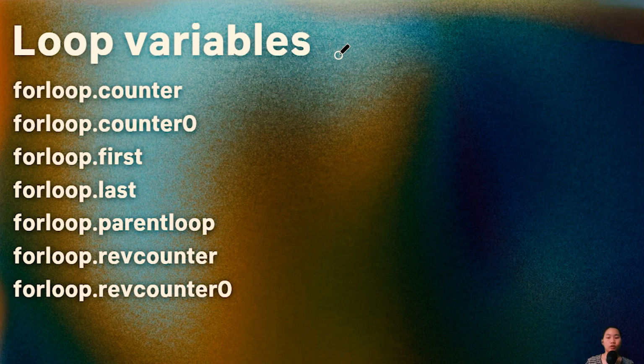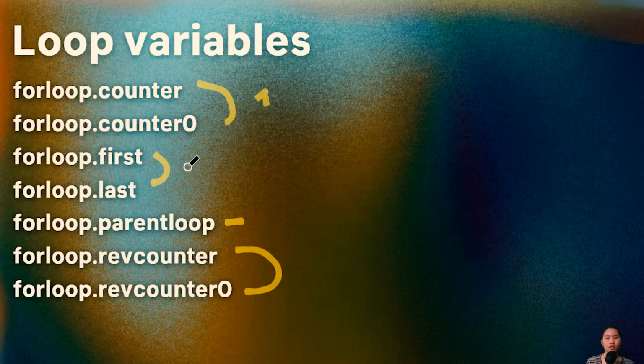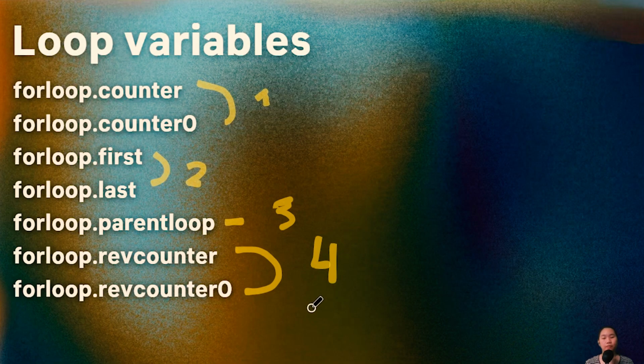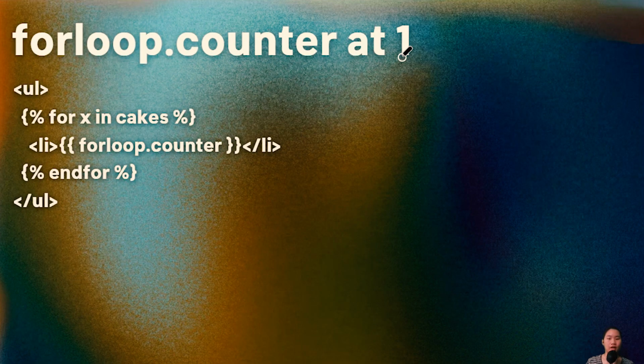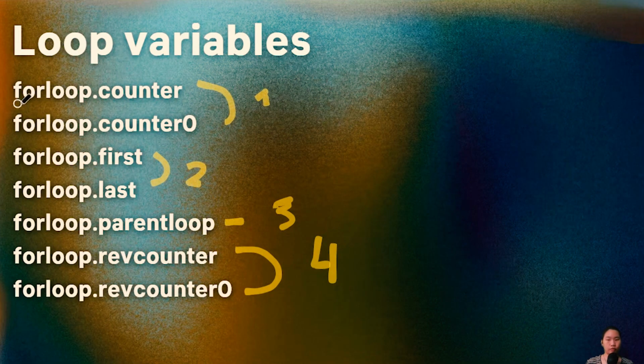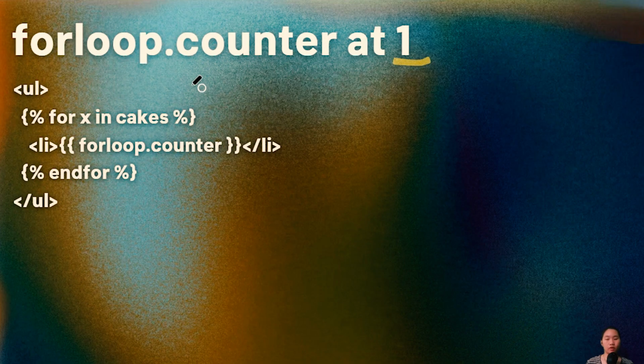Now let's move on to loop variables. You can see that there's a lot of these. However, if you group them together, except for this one, you only have four. They're very simple. These things are just opposites of each other, so you don't need to remember much. For example, forloop.counter starts at 1. This is what we're working with. forloop.counter is 1 by default.